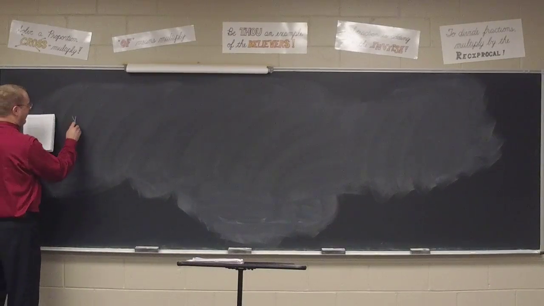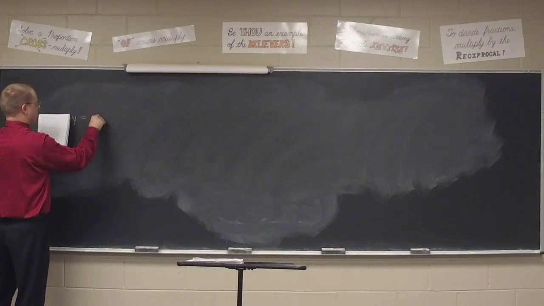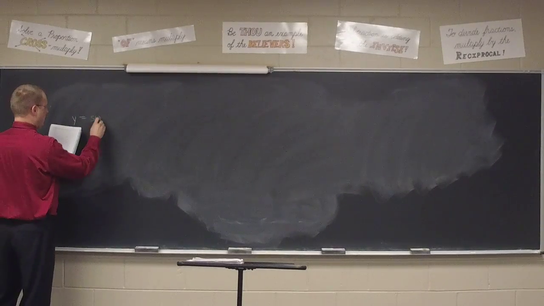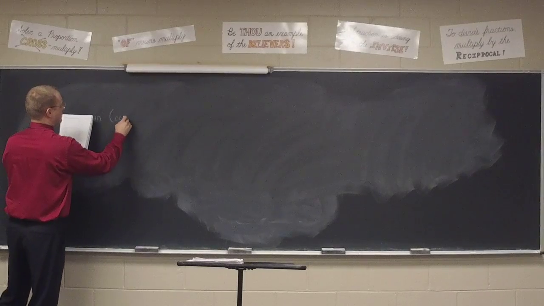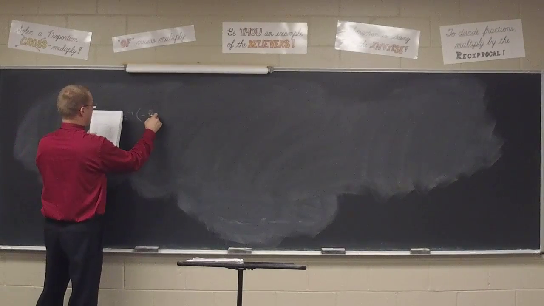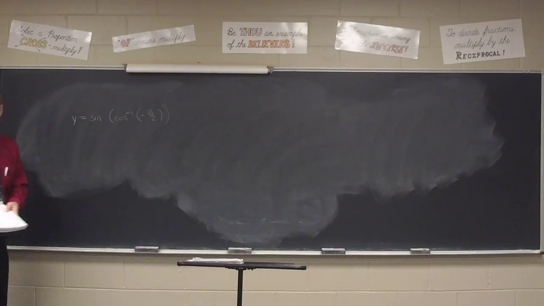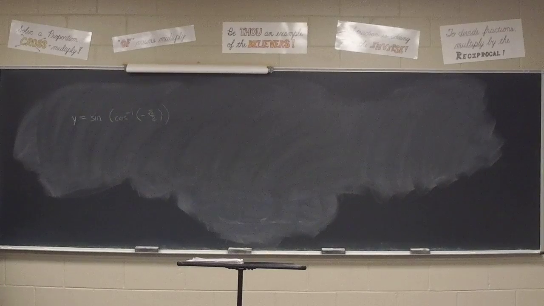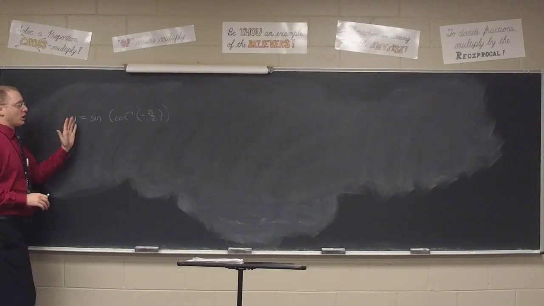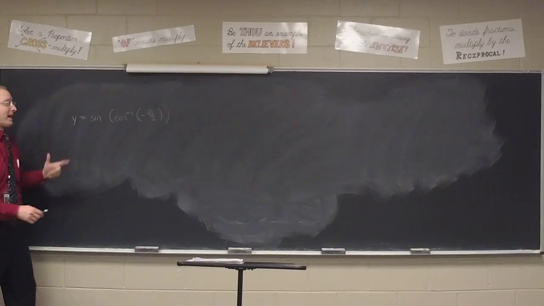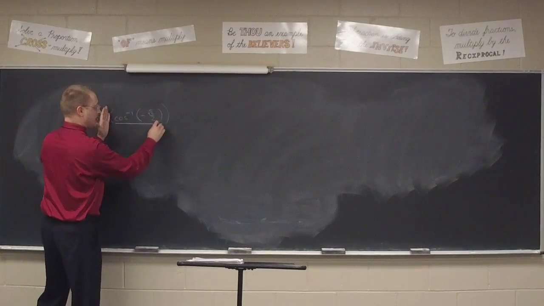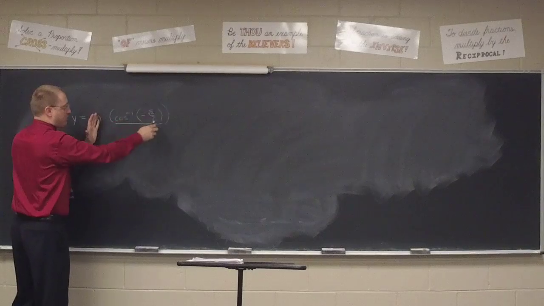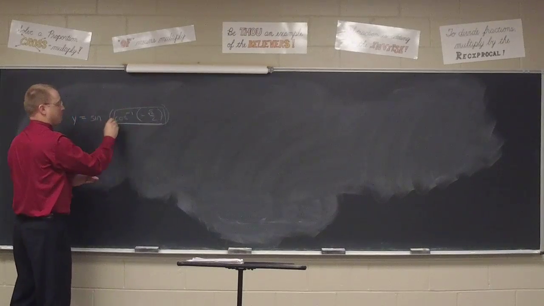Number 16, y is equal to the sine of the arc cosine of negative square root of 2 over 2. Copy that down if you haven't already. As we work to solve for y, we start furthest from the equal sign and work our way back. So we're going to start here. We're going to take the sine of something, but we've got to figure out what the something is.